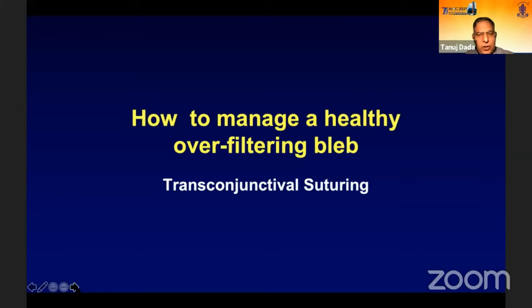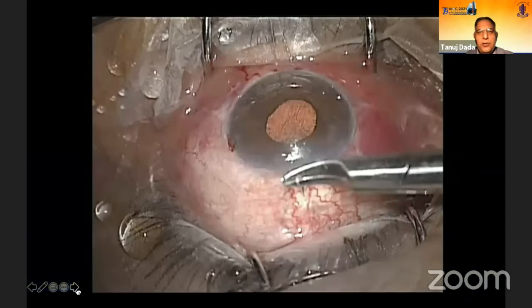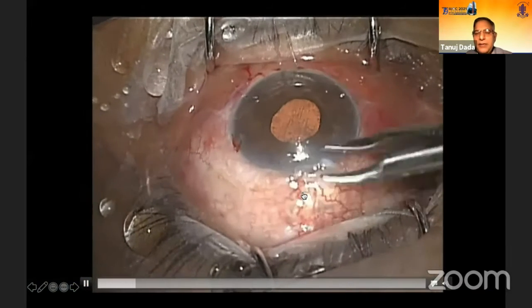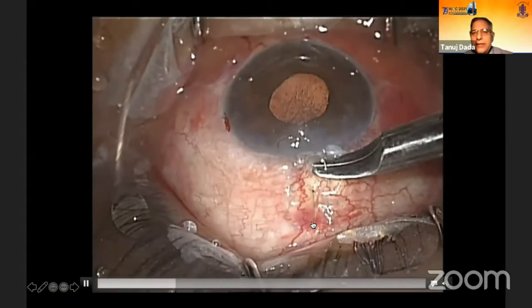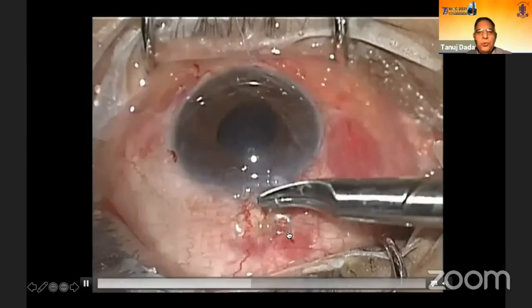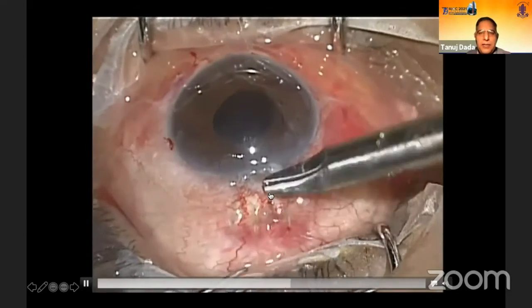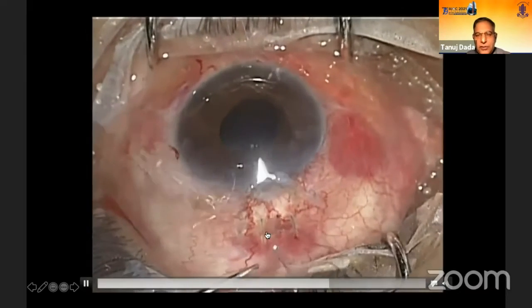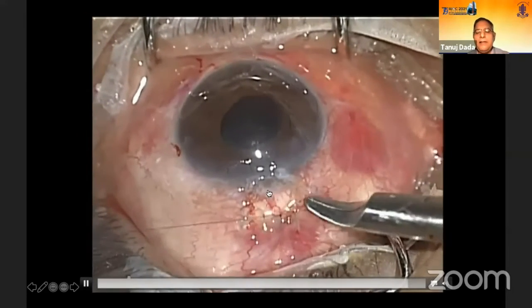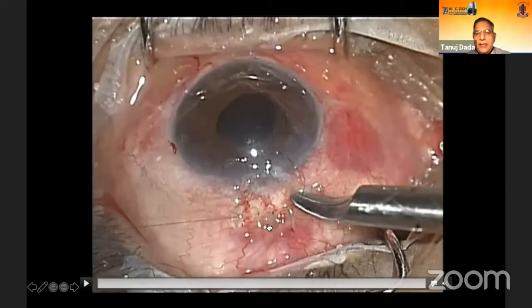Now, this is a situation where you have done the surgery, and on the first post-op day, you find the AC is extremely shallow, but there is no active wound leak. So here, what is happening is there is an excessive leakage from the scleral flap. Now, this is a simple technique of transconjunctival suturing. You just apply multiple sutures from the conjunctiva to the scleral bed and back to the conjunctiva without opening the conjunctival incision. So that leads to closure of the scleral cleft and reversal of hypotony.